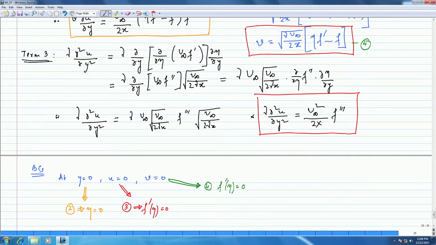So essentially what that boils down to is that at eta equal to 0, oh sorry, this is f actually, so f is equal to 0, and f dash is also equal to 0. So this is my boundary condition.